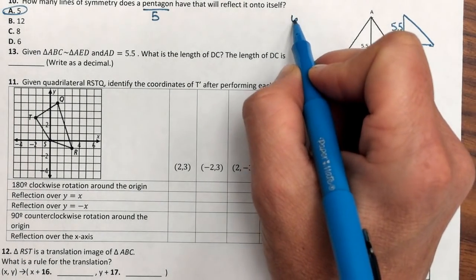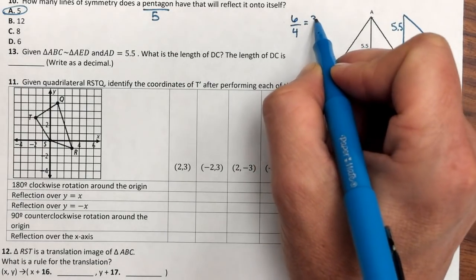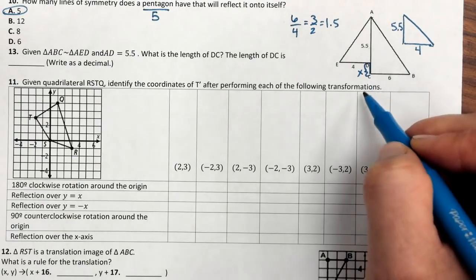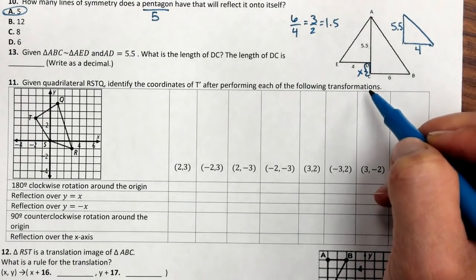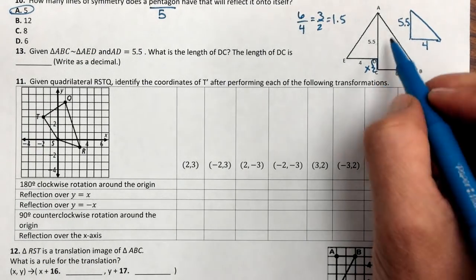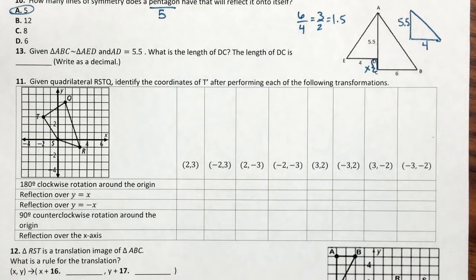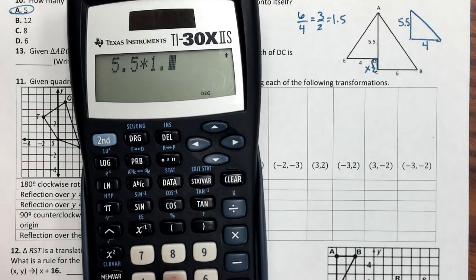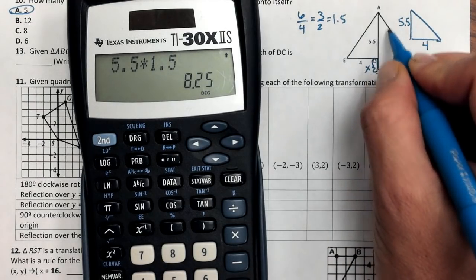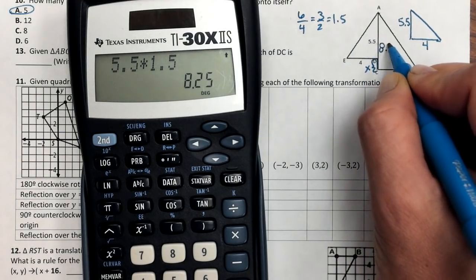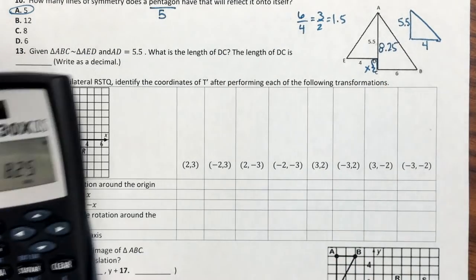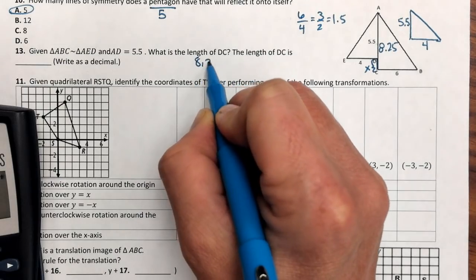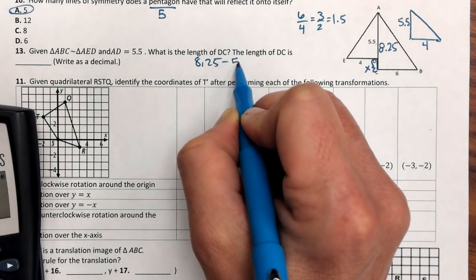So we'll do 6 over 4 is equal to 3/2, which equals 1.5. So this triangle has been dilated by a scale factor of 1.5, which means that if we want the full length here, we would take 5.5 and multiply by 1.5. And we get that this whole thing here is 8.25.